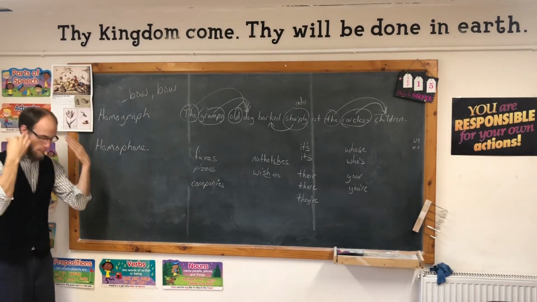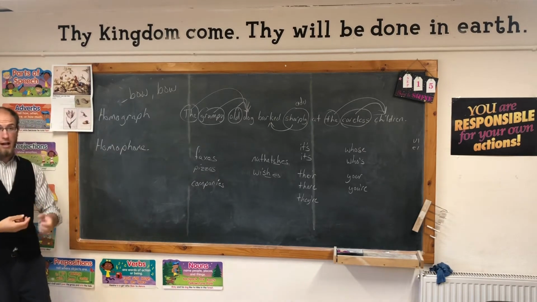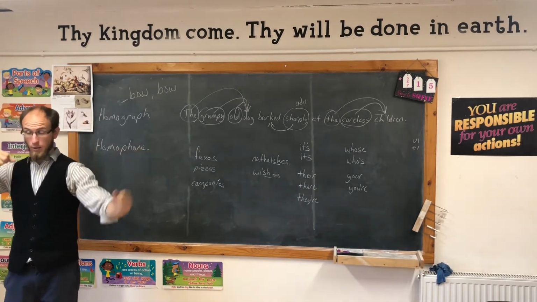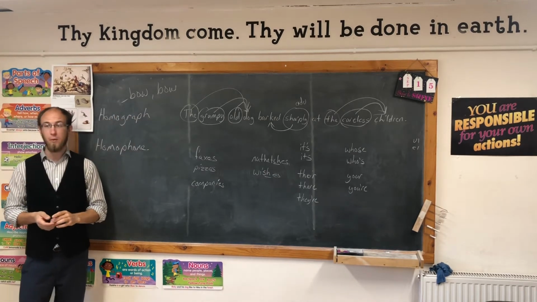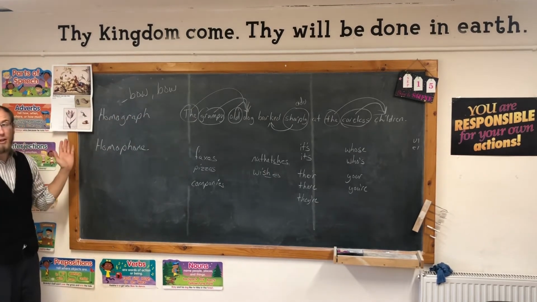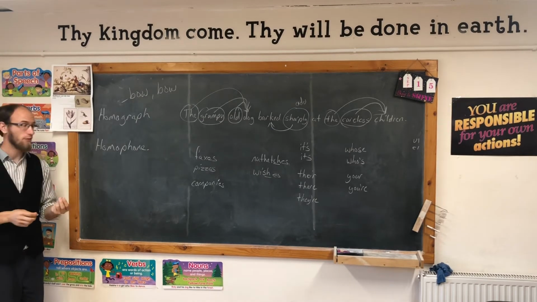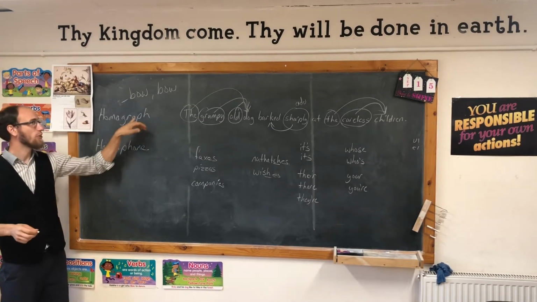The servants had to bow to their king. I used a bow and arrow to go hunting. So they're spelled exactly the same, bow and bow. But they mean totally different things, and in fact they sound different. But they're written the same.